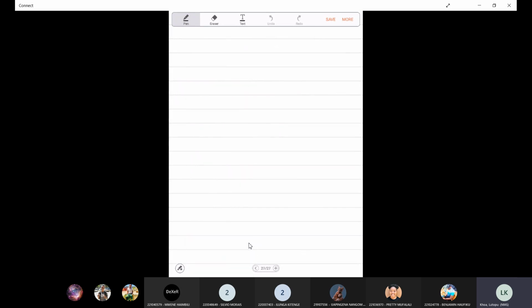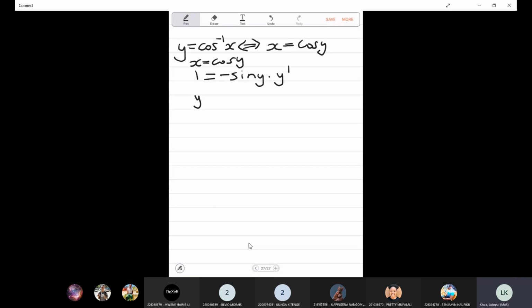We follow the same method. So we have y is equal to cos inverse of x. Remember, this just means that x is equal to cos of y. And we know how to differentiate cos. So we have x is equal to cos of y. Differentiating both sides, we have 1 is equal to negative sine y multiplied by y prime. And then making y prime the subject, we have y prime is equal to minus 1 over sine of y.